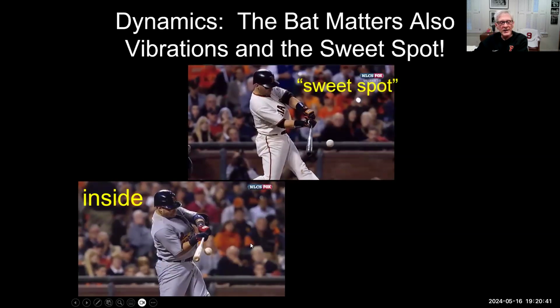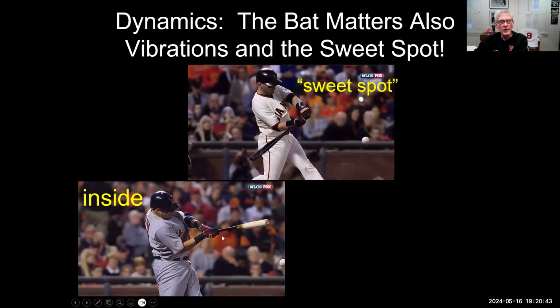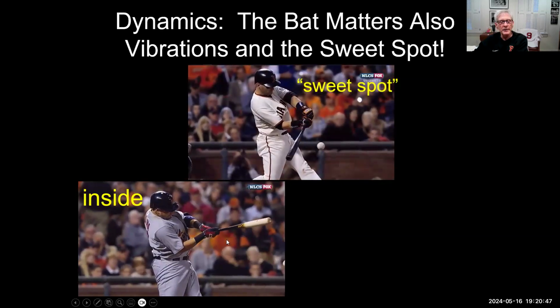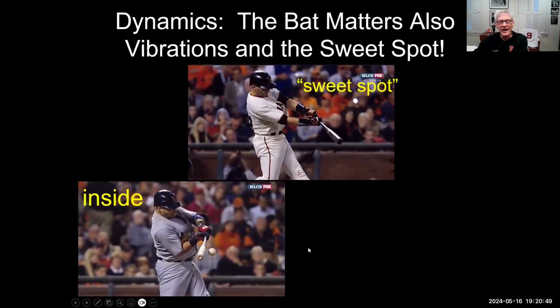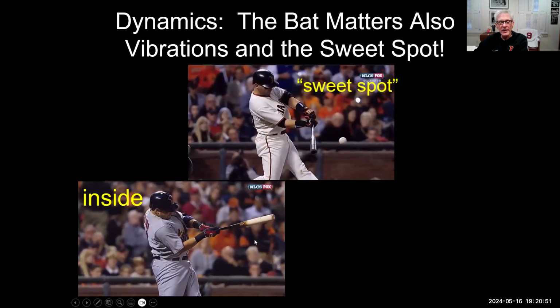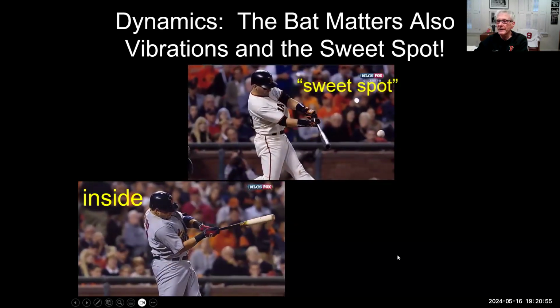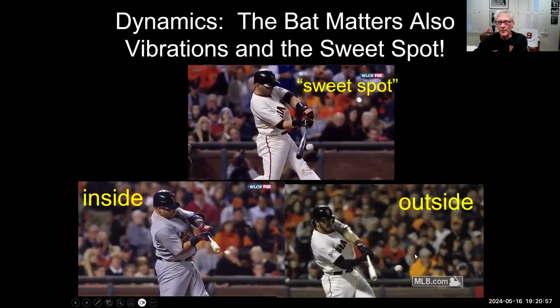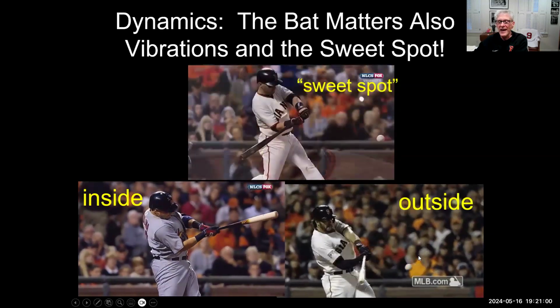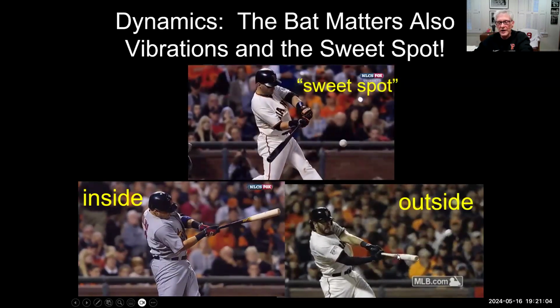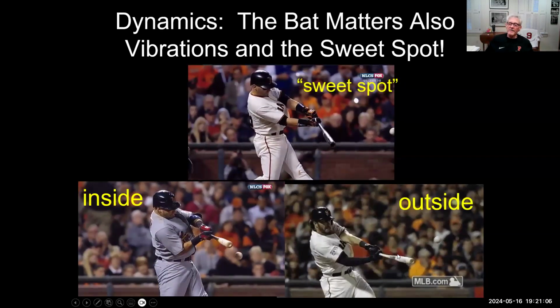Here, the batter is hitting the ball inside of the sweet spot. You see it's hit nearly on the label of the bat. And look at that bat vibrate. It's the vibrations, look in the hands, it almost knocks the bat out of his hand. Similarly, if the bat hits the ball on the outside, the bat initially moves in the opposite direction, but you get a tremendous amount of vibration.